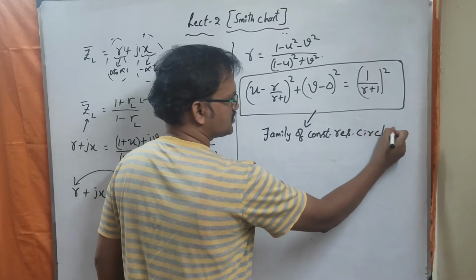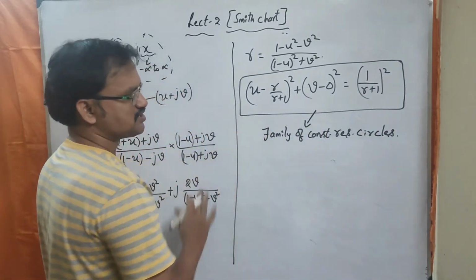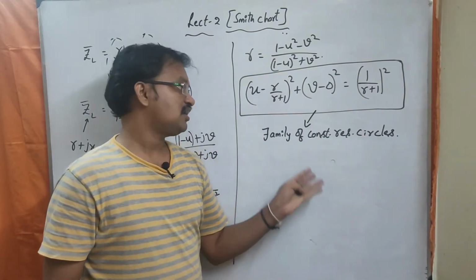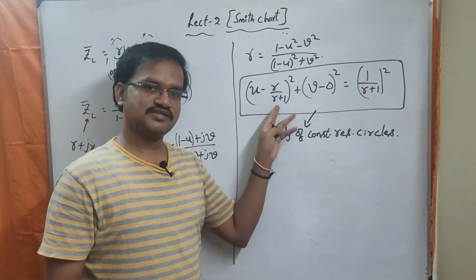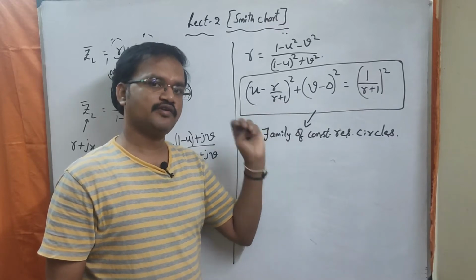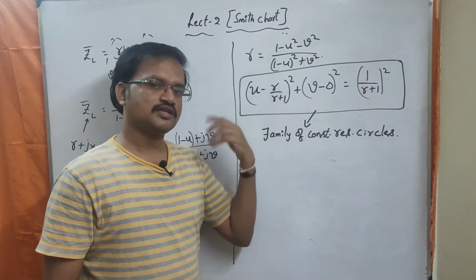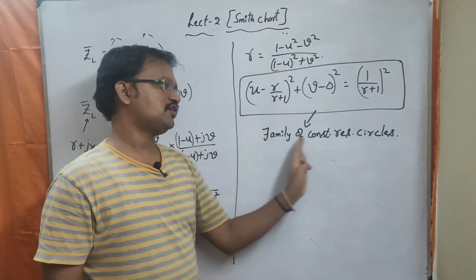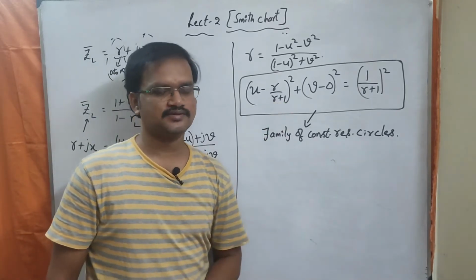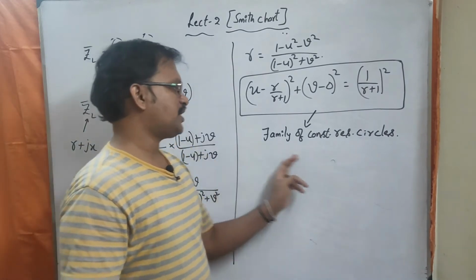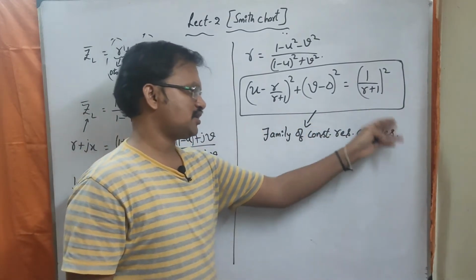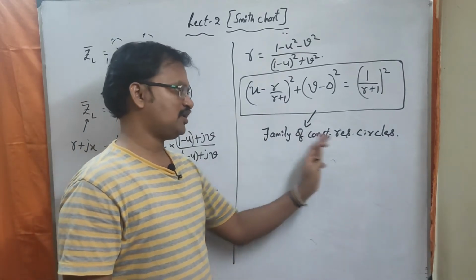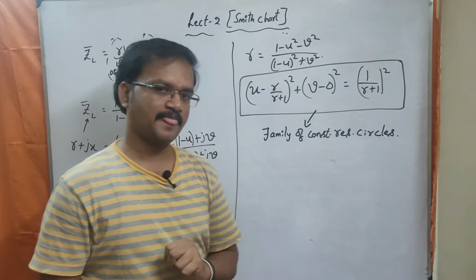This equation represents a family of constant resistance circles. Why? Because for different values of resistances we get different circles on which the resistance value is constant, and hence we call it a family of constant resistance circles. I forgot to mention this terminology in the last lecture, but remember that this equation represents a family of constant resistance circles. Understood?